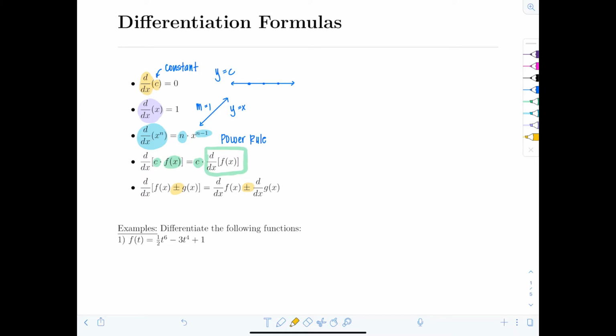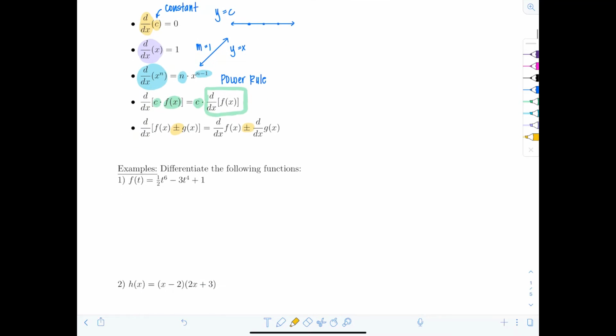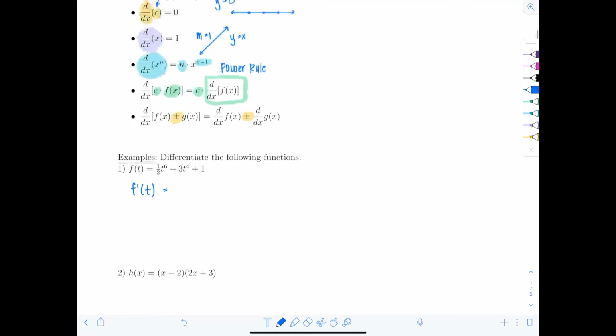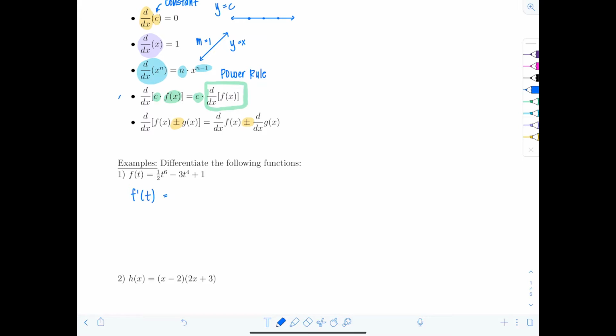So, first few examples, we're going to differentiate the following functions. First one being f of t equals 1/2 t to the 6th minus 3t to the 4th plus 1. All right, so to indicate I'm taking the derivative, I'm going to write f prime of t equals, and then now for this first term, 1/2 t to the 6th, I actually have to use a combo of the constant-times-a-function rule and the power rule.